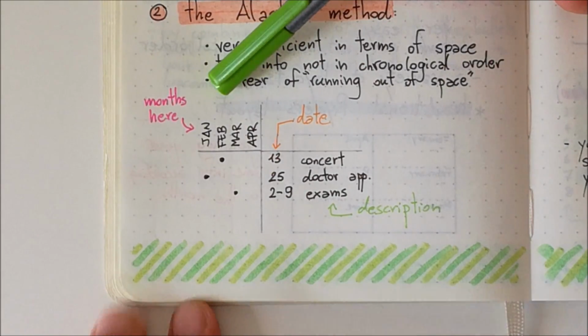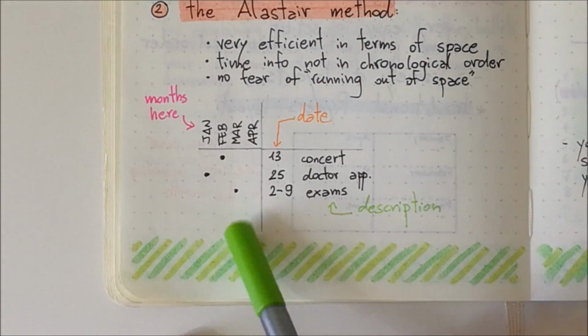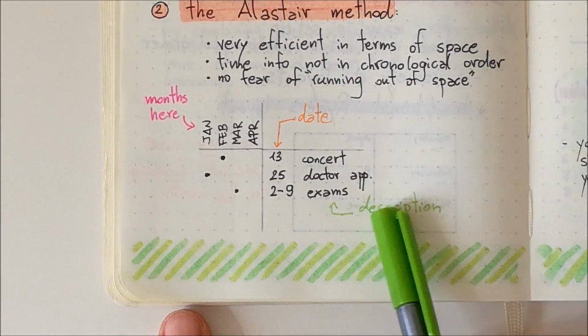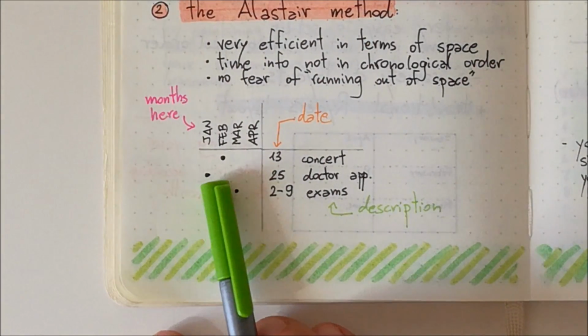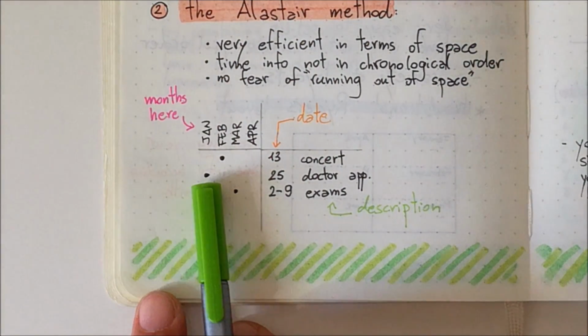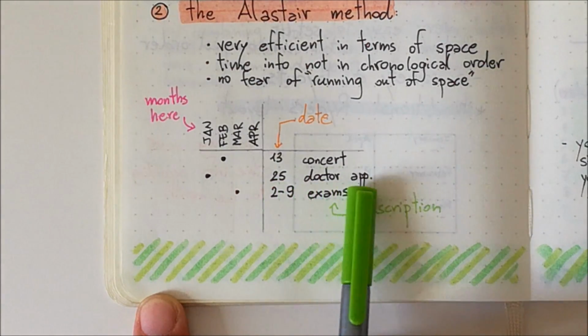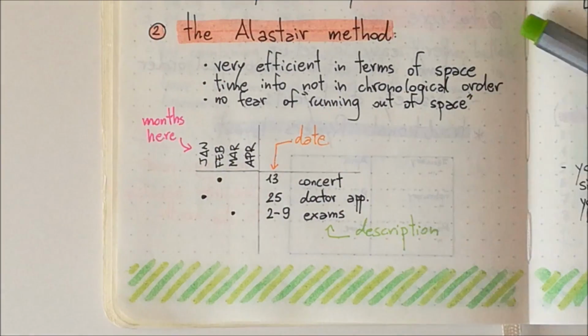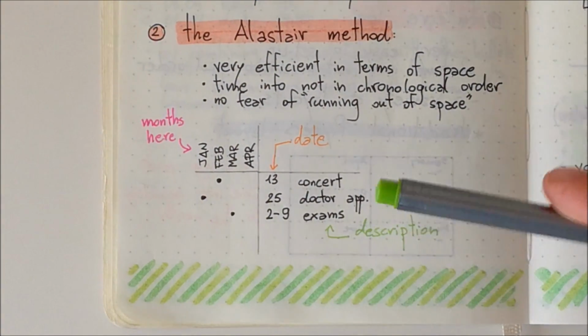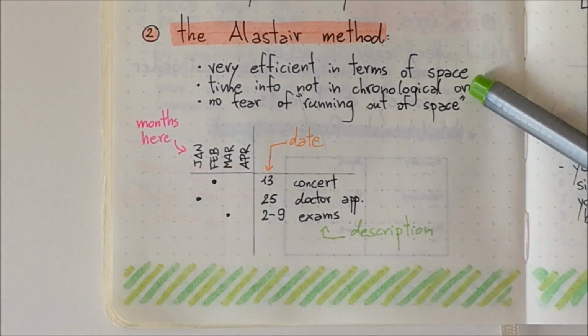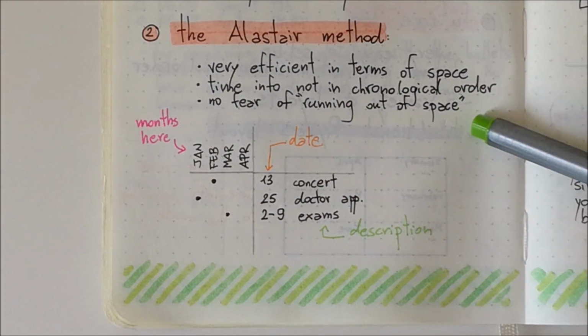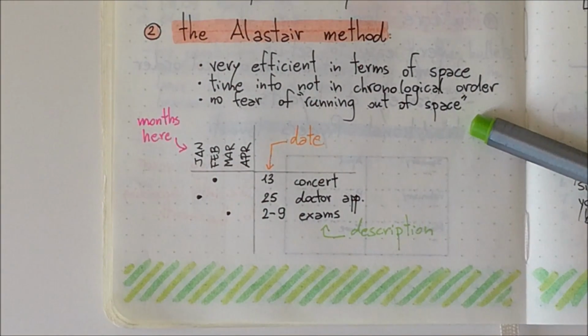So as you can see, you have the months here. Each line corresponds to one piece of information. So here you have, for example, January, that's the month. Here you have the date, the 25th, and the description of the event. I've used the Alastair method for a while, and this works really, really well. The problem is that you do not have information in chronological order with this spread.